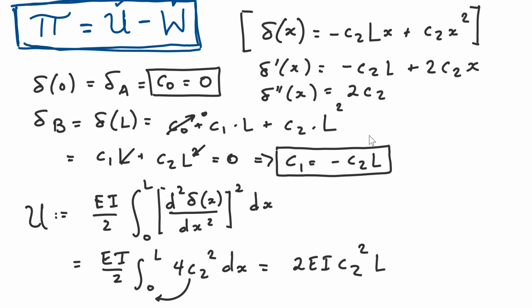Okay, very simple integral. This just gives 2 EI C2 squared times L, because this guy gets pulled out, and then we're just left with L. Right? Did I do everything correctly? Yes, I did. Okay, so this is our strain energy. That was easy. Next thing we have to do is find the work done on the system.